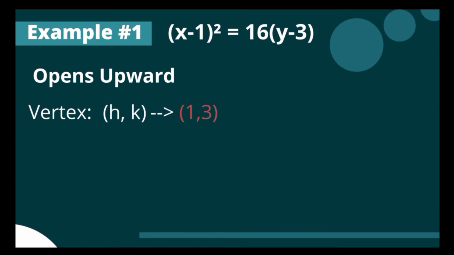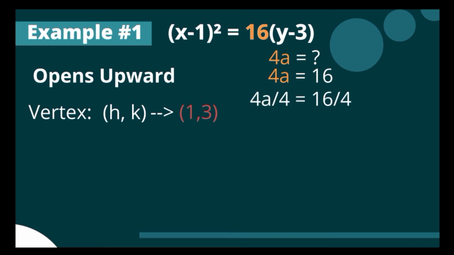And then next is finding the value of a. We will use 4a. And in this equation, 4a is equal to 16. Therefore, we have 4a is equal to 16. And then getting the value by dividing both sides by 4. And by simplifying 16 divided by 4, we get a is equal to 4.